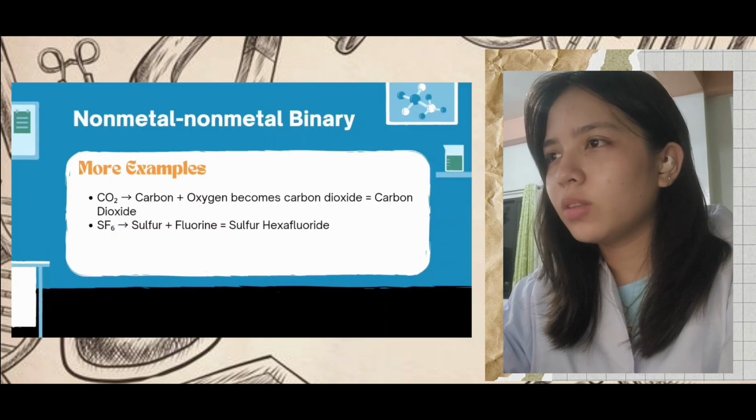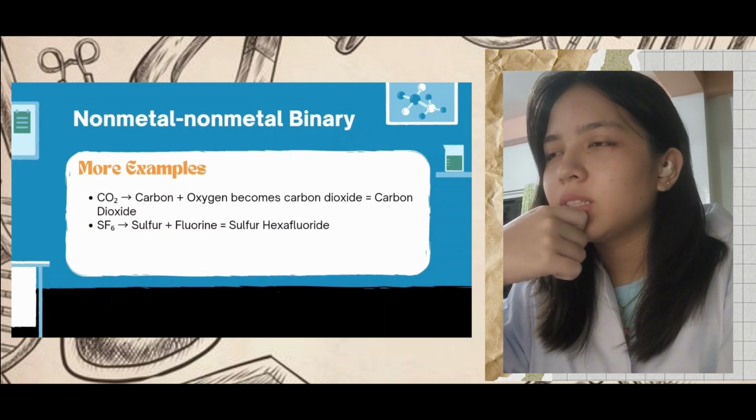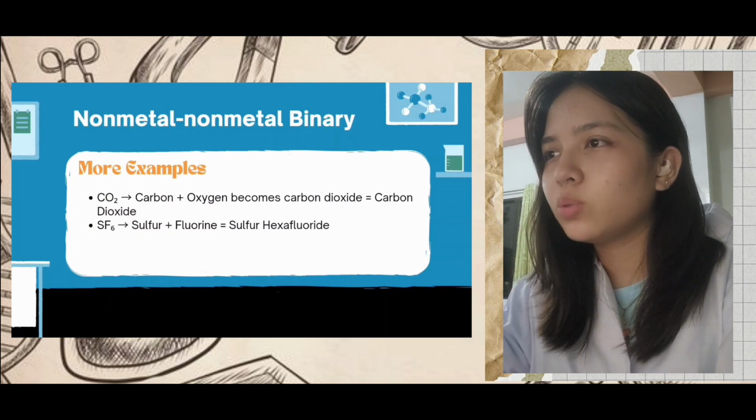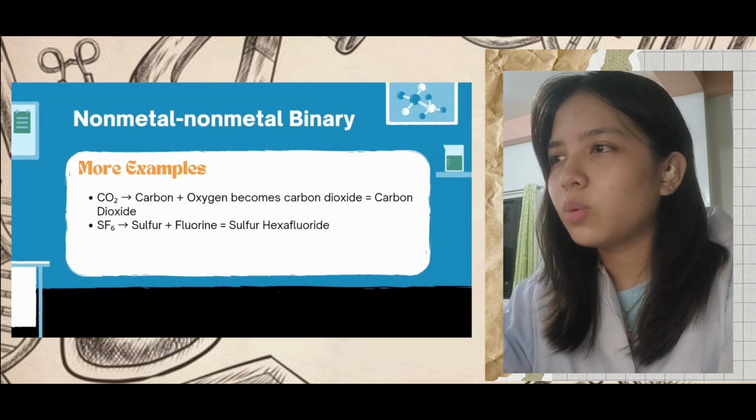More examples include carbon and oxygen. Since oxygen has a subscript of 2, it becomes dioxide, so carbon dioxide. Sulfur plus fluorine, which has a subscript of 6. So 6 is hexa, so it becomes sulfur hexafluoride.